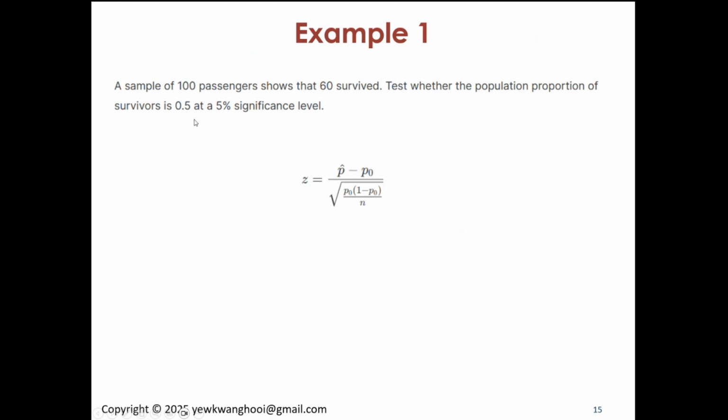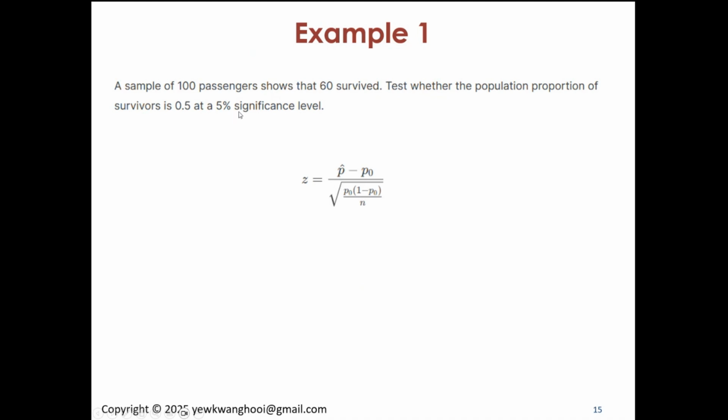Wait, doesn't this look funny? You see, this is 50%. But the value of data given here is from the sample. Actually, the number of passengers is not 100, no? Many, yeah? But we're just saying 100 passengers, 60 survive. This is the sample proportion, 60%, 0.6. The 0.5 here is not the sample proportion, but the population proportion. And then the alpha value is 5%.